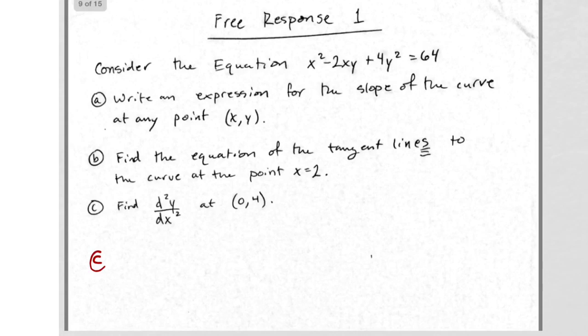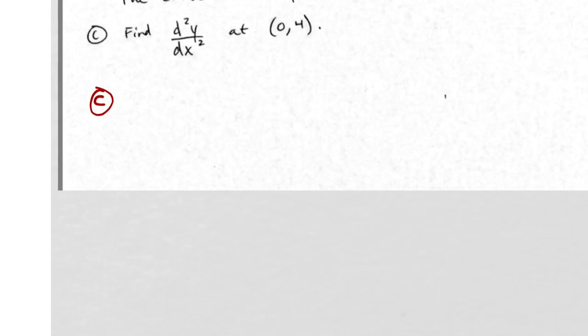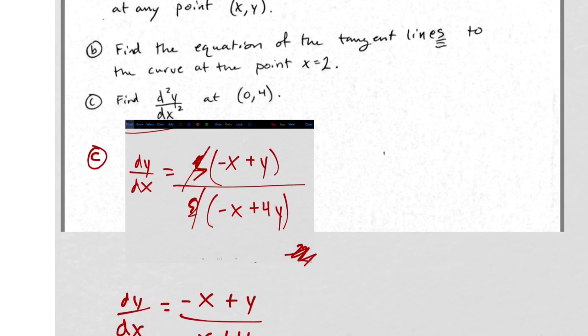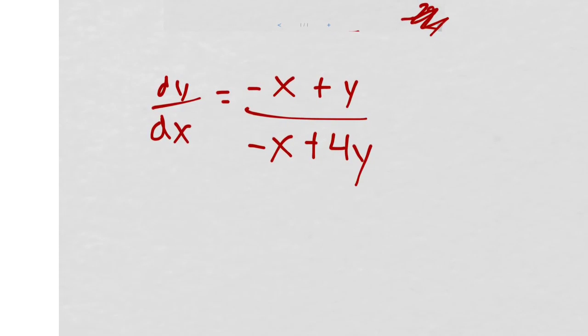Alright, part C says find the second derivative and plug in (0, 4). So we're going to start with the first derivative, which I just cleaned up a little bit. I'm going to take the derivative using implicit differentiation and then plug in (0, 4).